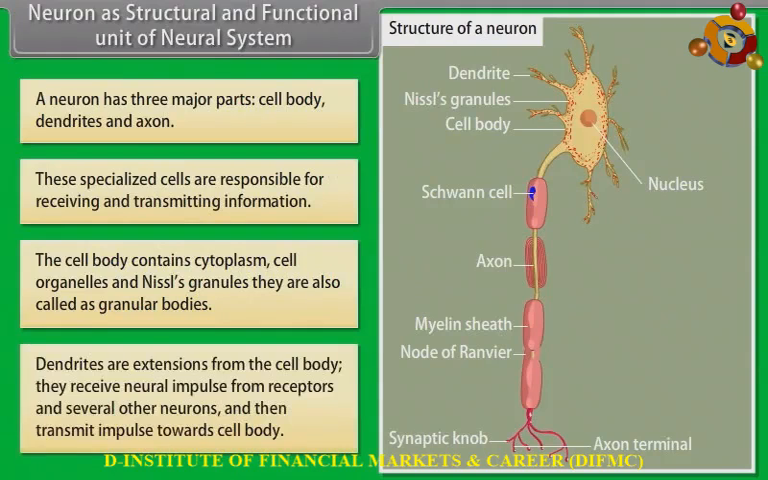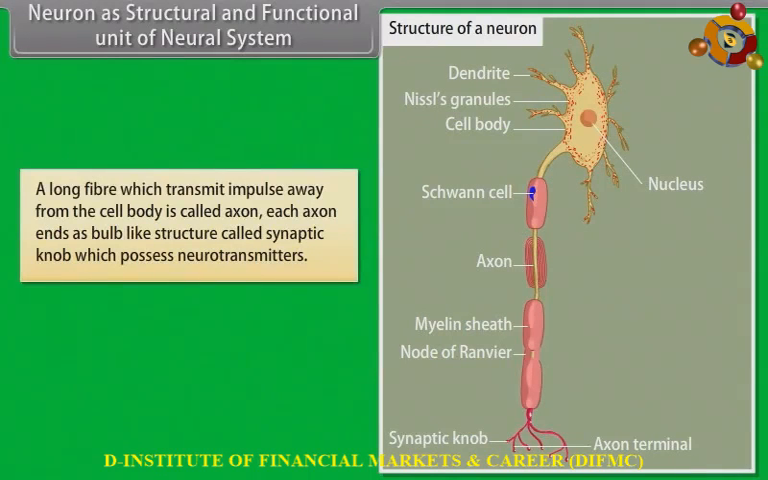Dendrites are extensions from the cell body. They receive neural impulse from receptors and several other neurons and then transmit impulse towards cell body. A long fiber which transmits impulse away from the cell body is called axon. Each axon ends as bulb-like structure called synaptic knob, which possesses neurotransmitters.